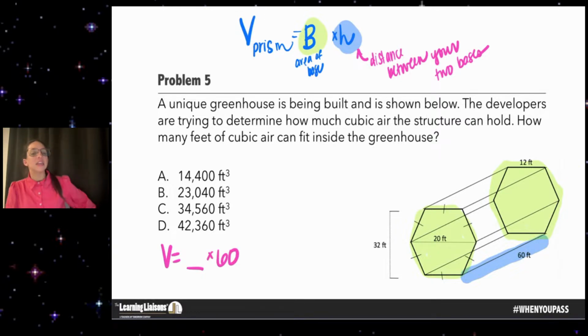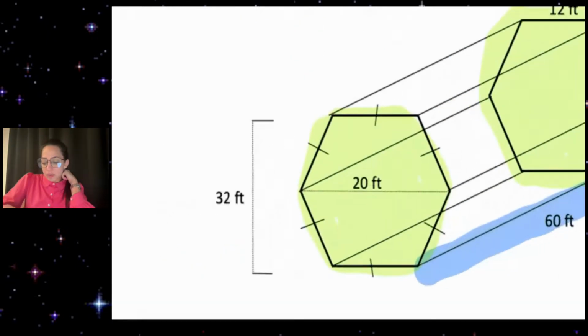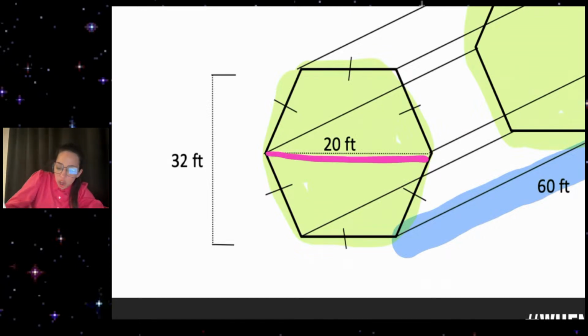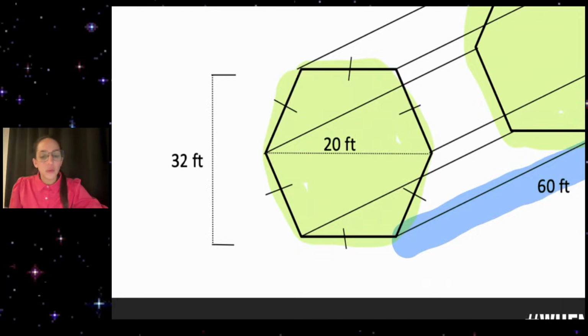60 is my height, so I'm going to plug that in right away, out the gate. Now, I can look at this base in a variety of different ways. If you have the area of a hexagon memorized, good for you. I do not. I don't like to hold formulas in my brain that I don't need. That said, I do know what the area of a trapezoid is. I also know what the area of a triangle is. So there's a variety of ways I can do this.